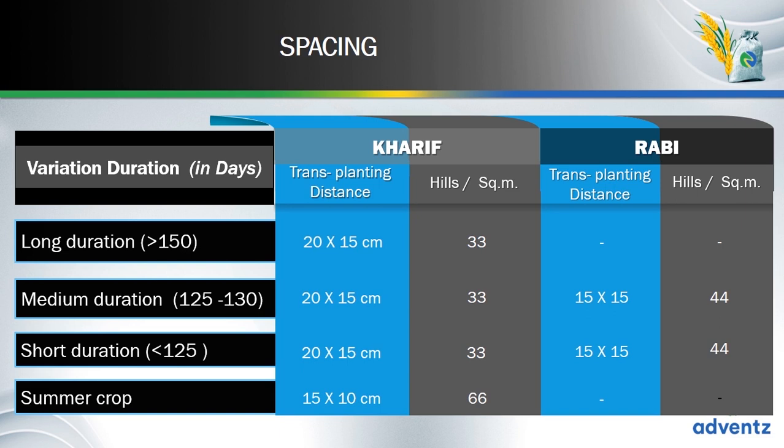During Rabi season, long duration varieties are not advised. For medium and short duration varieties, a spacing of 15 centimeter into 15 centimeter and a plant population of 44 hills per square meter should be maintained. If rice is grown during summer, a closer spacing of 15 centimeter into 10 centimeter should be followed to maintain the plant population of 66 hills per square meter.